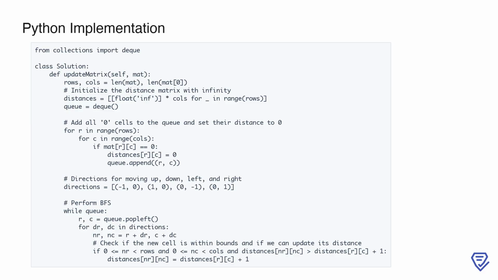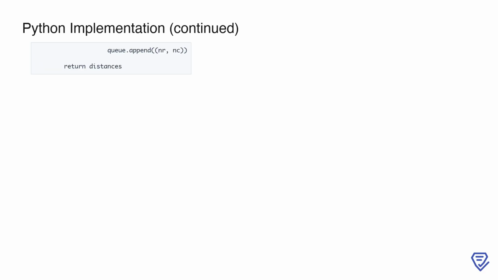Now, as long as the queue isn't empty, we continuously process the cells. For the cell at the front of the queue, we extract its row and column indices and explore all 4 possible directions. For each neighboring cell, we check if it's within bounds and whether its current distance can be updated to a smaller value by considering the cell we just processed. If the conditions are met, we update the neighboring cell's distance to be 1 more than the distance of the current cell. This represents moving 1 step further from the nearest 0.